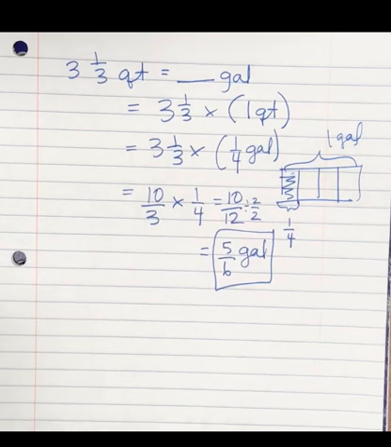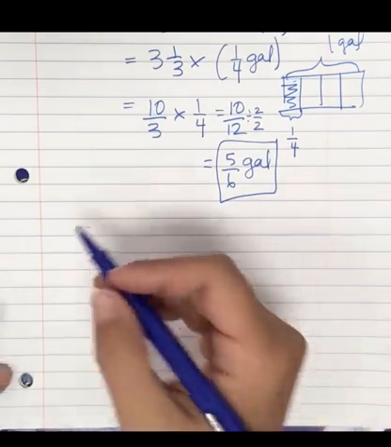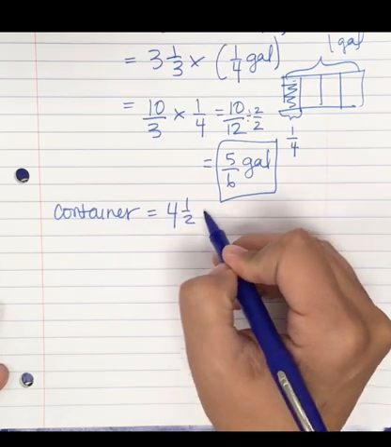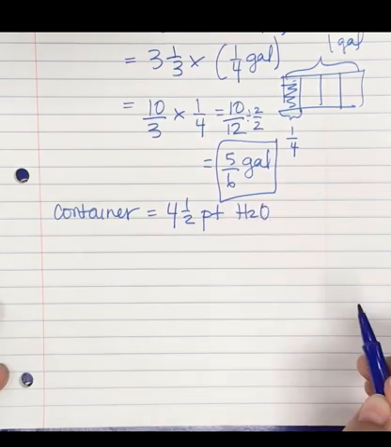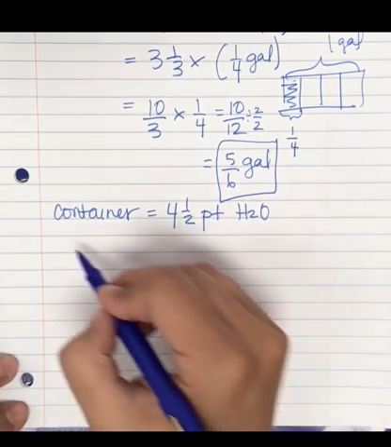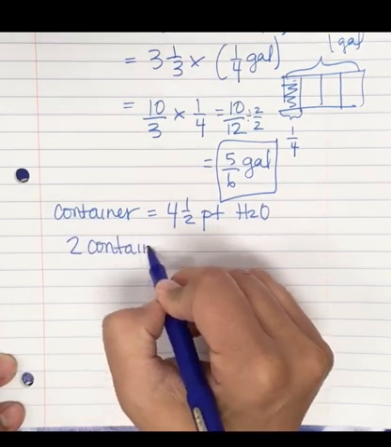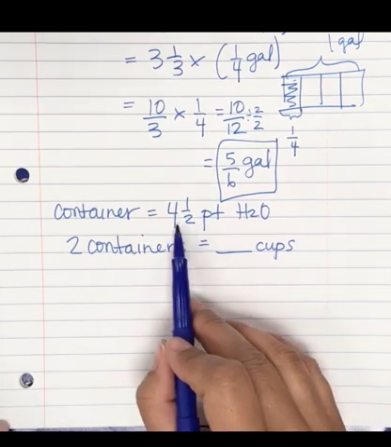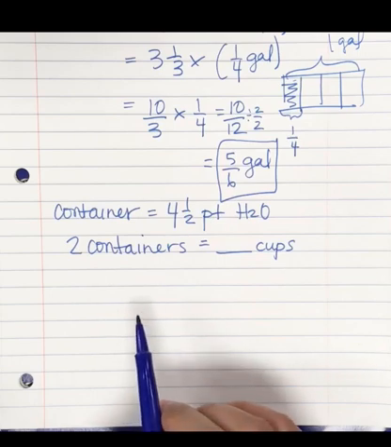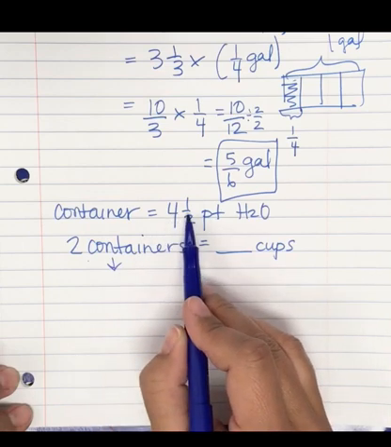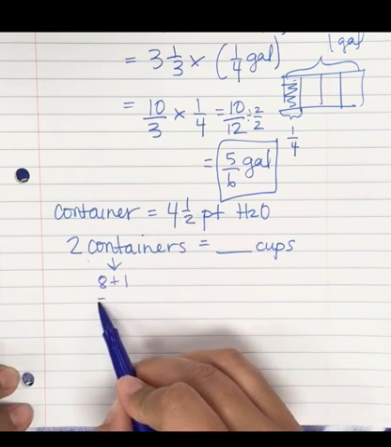Okay, we have one more word problem, and then you can go off and do your problem set. So, last one. A container can hold 4.5 pints of water. How many cups can 2 containers hold? So we want to know 2 containers equals how many cups? Okay, so if 1 container is 4.5 pints, then we know 2 containers would be 4.5 times 2, right? So 4 times 2 is 8. 1/2 times 2 is 1, right? So that'd be 8 plus 1, which equals 9.